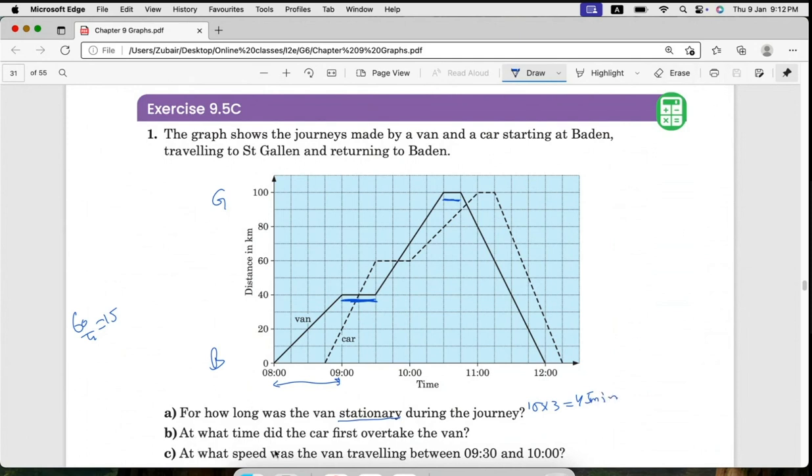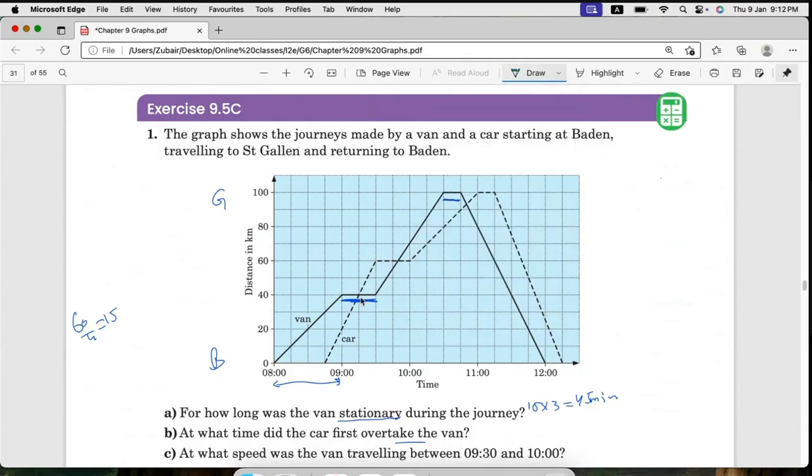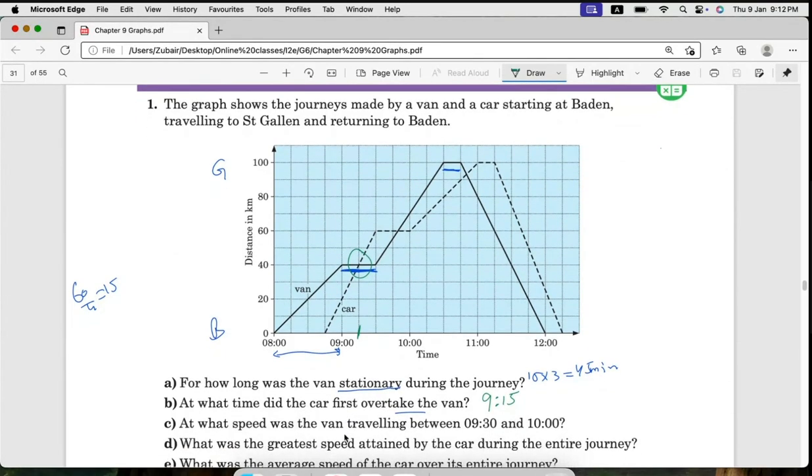B part says, at what time did the car first overtake the van? So the car overtakes the van where it crosses it, and the distance of the car is now becoming more than that. So it overtakes at 9:15. C part says, at what speed was the van traveling between 9:30 and 10?